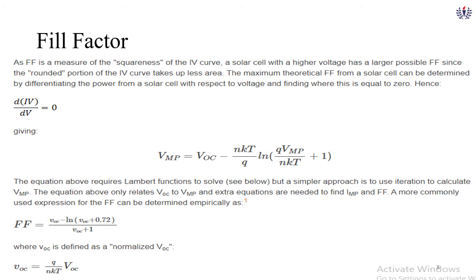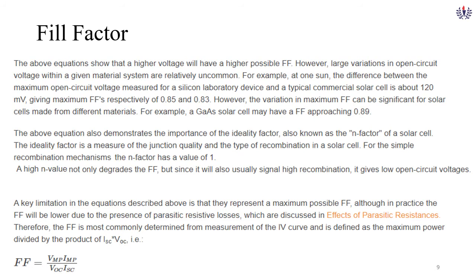A more commonly used expression for the fill factor can be obtained empirically. That is, fill factor is equal to (voc minus ln of (voc plus 0.72)) divided by (voc plus 1), where voc is the normalized open circuit voltage, which can be expressed as q divided by eta kT into VOC. So, from the above equation, a higher voltage will give a higher possible value of the fill factor. However, large variations in the open circuit voltage within a given material system are relatively uncommon.